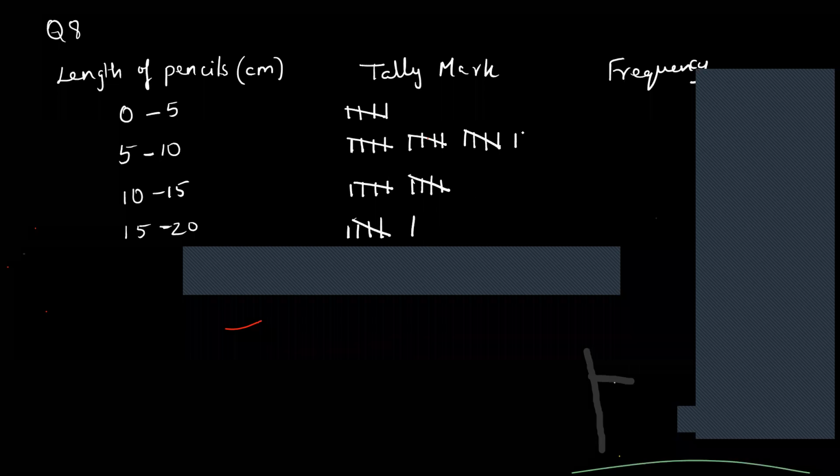5.7 in 5 to 10, 6.9 in 5 to 10, 8.9 in 5 to 10, 9.2 in 5 to 10, 10.2 in 10 to 15, 12.3 in 10 to 15, 13.7 in 10 to 15, 14.5 in 10 to 15 and 10 in 10 to 15. They're done. Can you tell me the values? So 0 to 5 will be 5. Yes. 5 to 10 will be 20. Yes. 10 to 15 will be 15. And 15 to 20 will be 6.